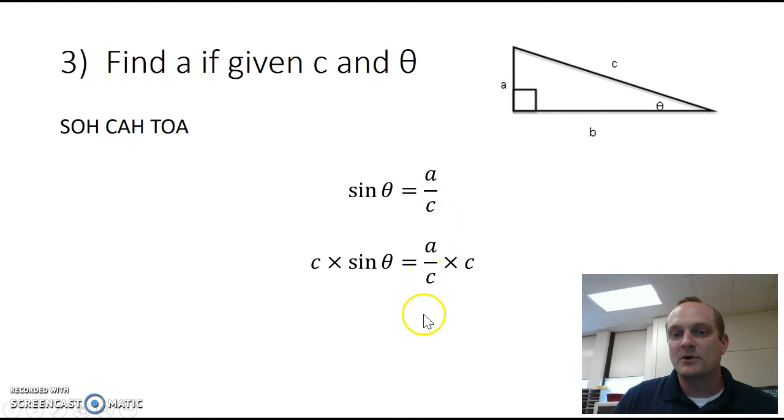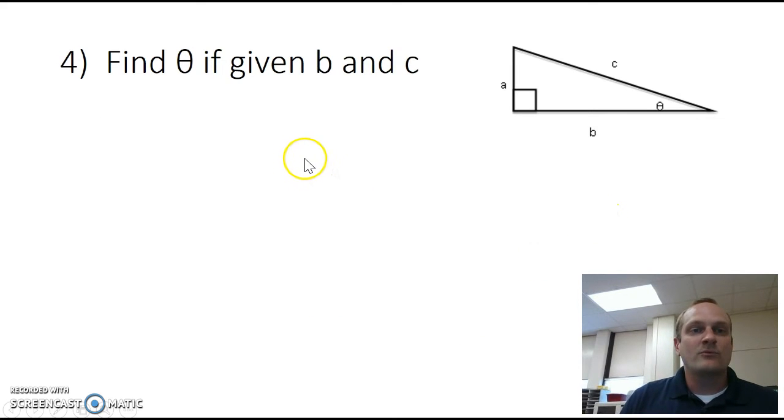Now I'm going to multiply both sides by C. On the right-hand side, my C's cancel. On the left-hand side, there's nothing to cancel with, right? It's just C times sine theta. So that's my answer. A is going to be equal to C times sine theta. All right, problem 4. Find theta if given B and C. Well, B is the adjacent side, and C is still the hypotenuse.